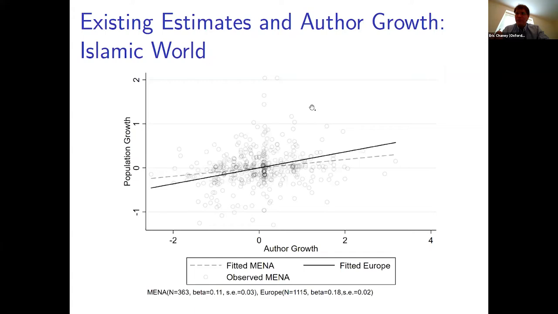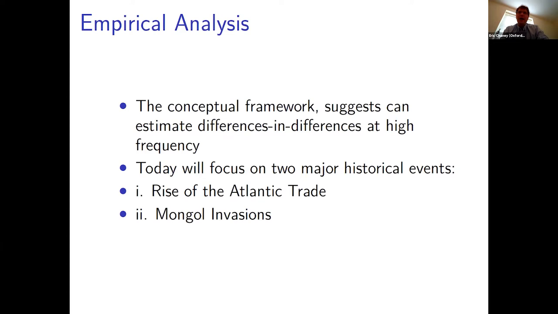So the conceptual framework suggests that I can use these data to estimate differences at high frequency. Today I'm going to do this using two major historical events to hopefully demonstrate the value of this data set and what we can learn from it. First I'm going to start by revisiting the rise of the Atlantic traders, and then I'm going to talk about the Mongol invasions. We know a decent amount about the first. We know very little from an empirical standpoint about the second. So I'm going to use the first to show you that this seems to make sense, and then use this to hopefully learn something new about the long run effects of the Mongol invasions on the Eastern Islamic world.